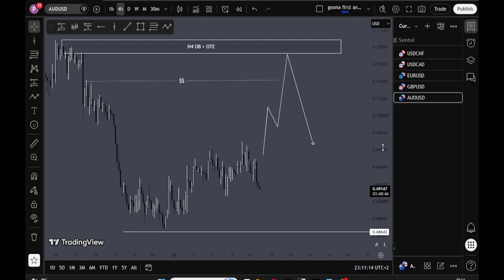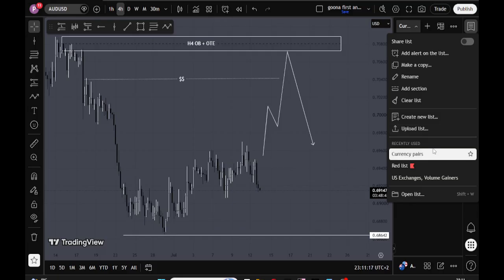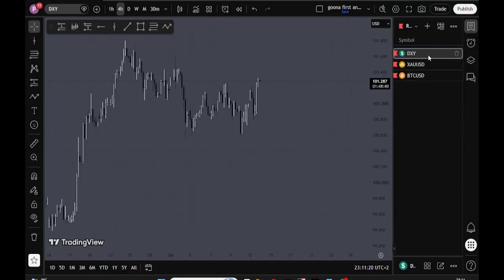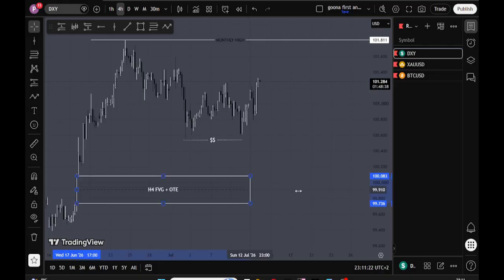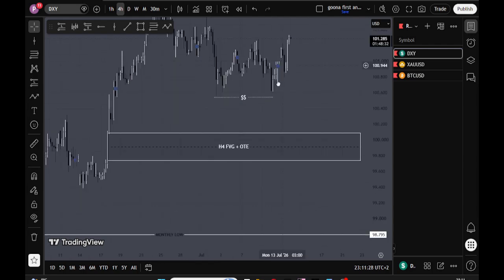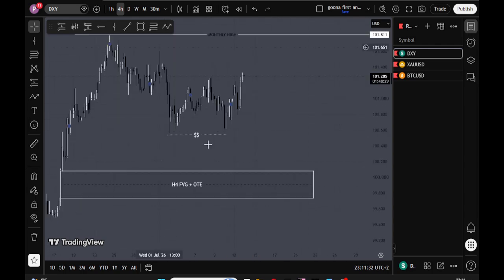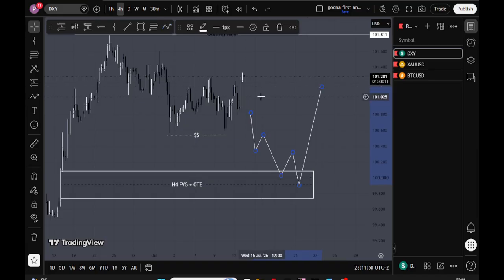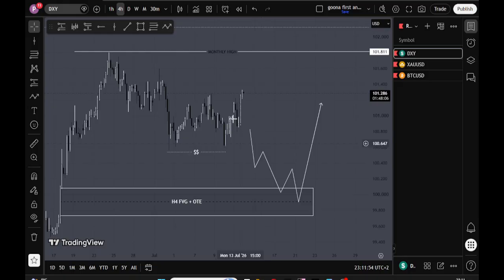AUDUSD, that's it. Simple. On DXY, so this fair value gap right here, 50% of it, that's my point of interest. So expecting something like a liquidity sweep, 50% of our fair value gap, and targeting the previous month's high. That's what I'm looking at there.